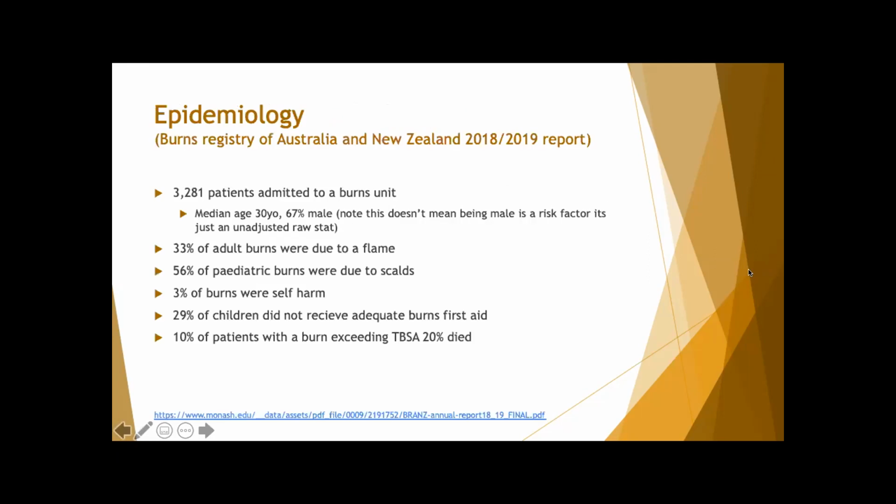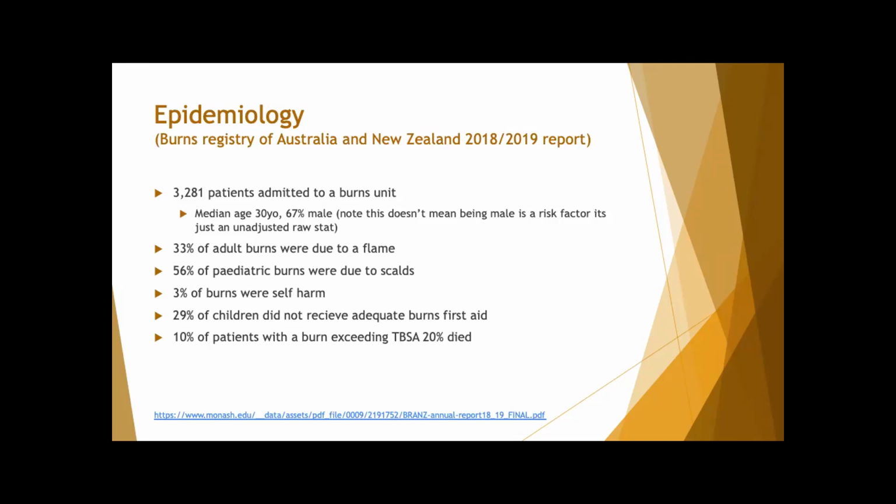In terms of the epidemiology, I had a look at the Burns Registry of Australia and New Zealand, and this is the 2018-2019 report. In that time period, within a year, there were 3,281 patients admitted to a burns unit. That's not to say that's the total amount of burns that occurred in that time frame. It's just to say these are people who were referred to a unit who needed specialized treatment. The average age was 30 years old, with 67% of them being male. Once again, that's not to say males are a risk factor. It's just that in that time period, the majority of them were male.